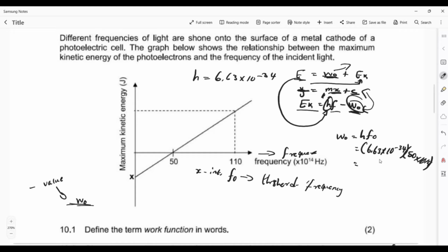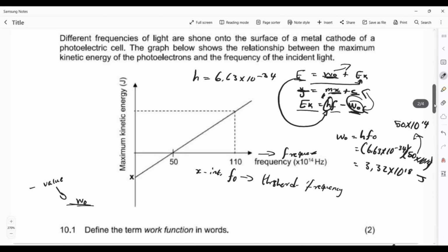What is 6.63 times 10 to the power negative 34 multiplied by 50 times 10 to the power 14? That's 3.32 times 10 to the power 18. That is your work function in joules over there.